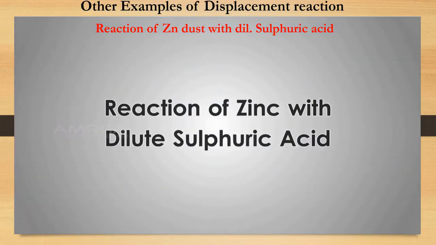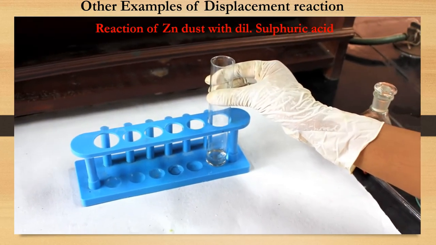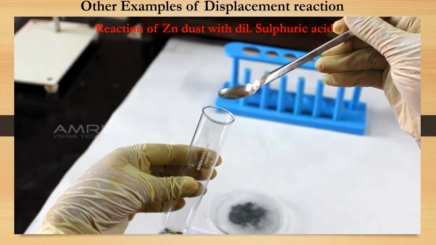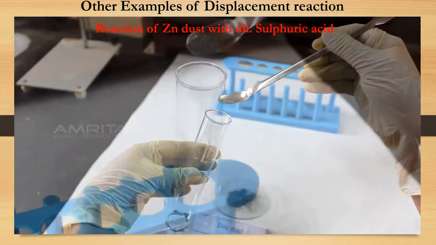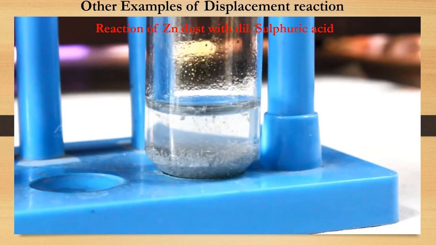Let's take another example. Reaction of zinc with dilute sulfuric acid. Take some dilute sulfuric acid in a test tube and zinc dust. Add zinc dust to dilute sulfuric acid. Now observe.